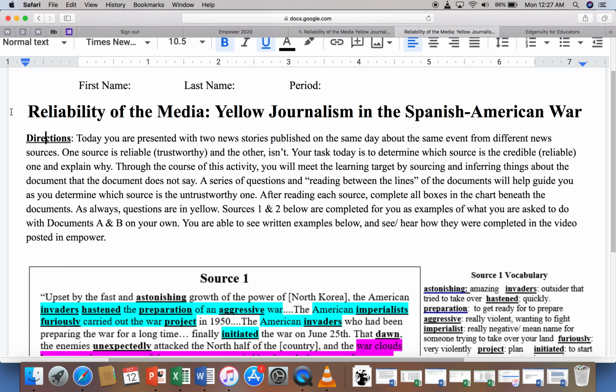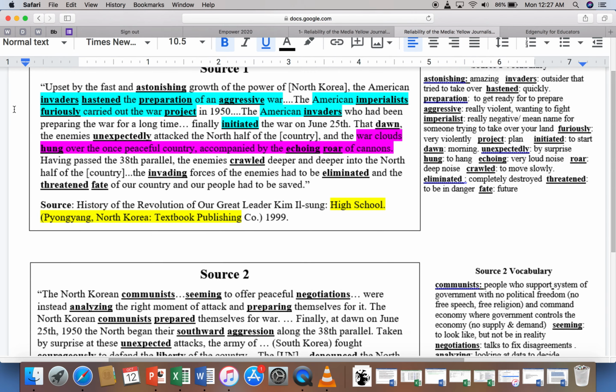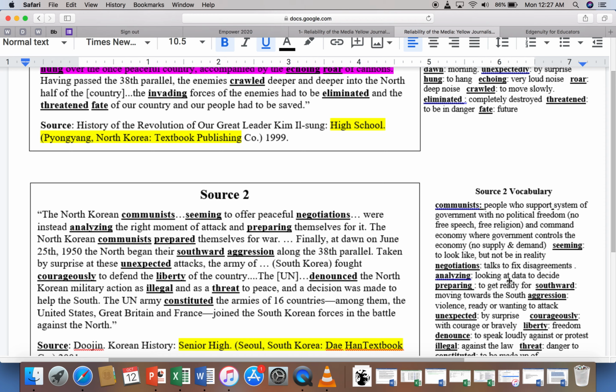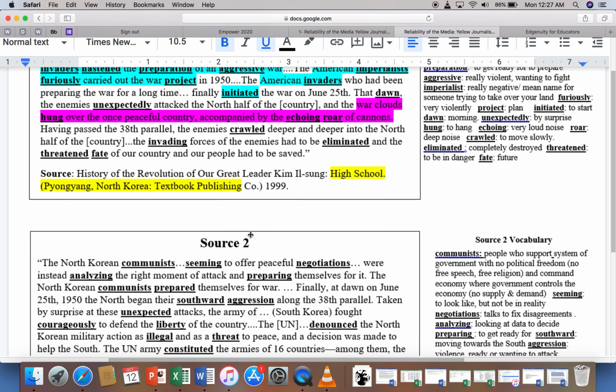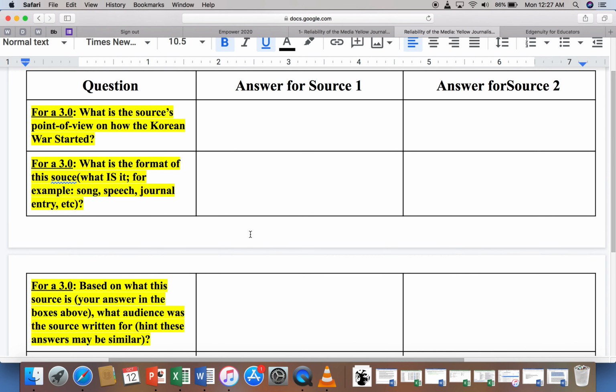Okay, so first up is source 1 and 2, and you can see that I have some stuff highlighted in both of them. And you can see, as always, we have vocabulary on the sides, so if there are any bolded words that are going to stump us, we'll be able to find the definitions over there. And then here's the chart. As always, questions are in yellow, so we're answering each question for source 1 and for source 2. So the first question here: what is the source's point of view on how the Korean War started? So how does it see, or what is its perspective on, what started the Korean War?